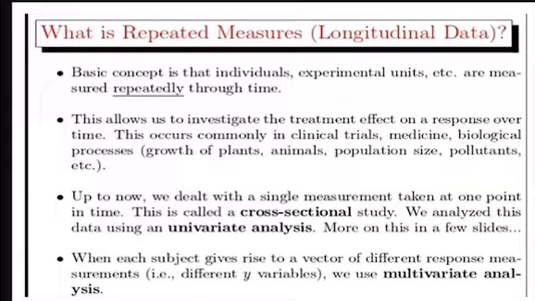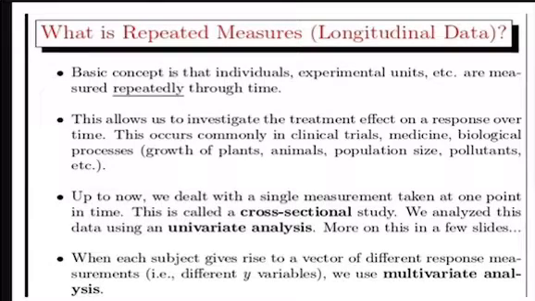Up to now, we have dealt with a single measurement taken at one point in time. That's why those observations are independent, in the sense that we did not visit any subject or experimental unit on more than one occasion. What we were using before is called a cross-sectional study. I'm trying to show the difference between a cross-sectional study and a longitudinal study. The one we were talking about before was cross-sectional.